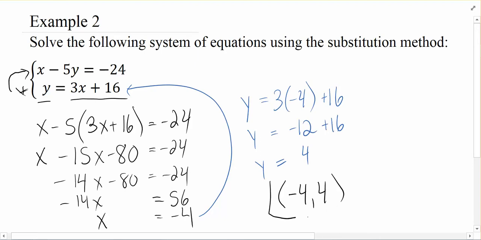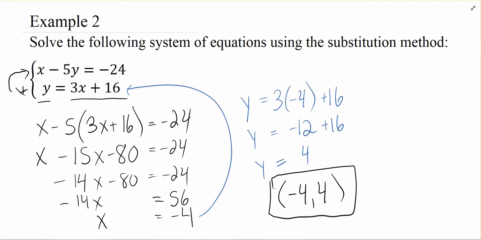Remember, with your ordered pairs, it should always be x comma y, that your x comes first, even if you happen to have solved for the y first. It's always an ordered pair, x comma y.